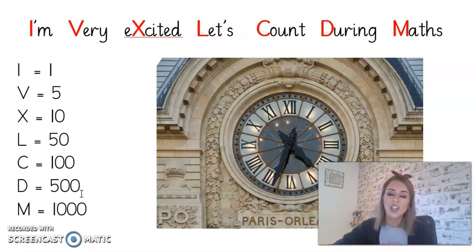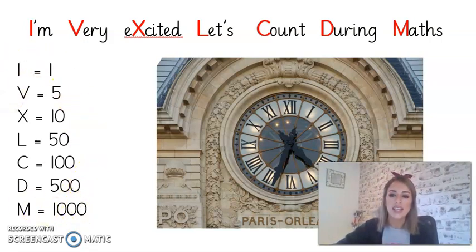So you will spot from my list here that I've got the letters. I'm very excited. Let's count during maths. Okay, and if you notice, if you look at the digits, we've got a bit of a pattern going on here. So it goes 1, 5, 1, 5, 1, 5, 1.